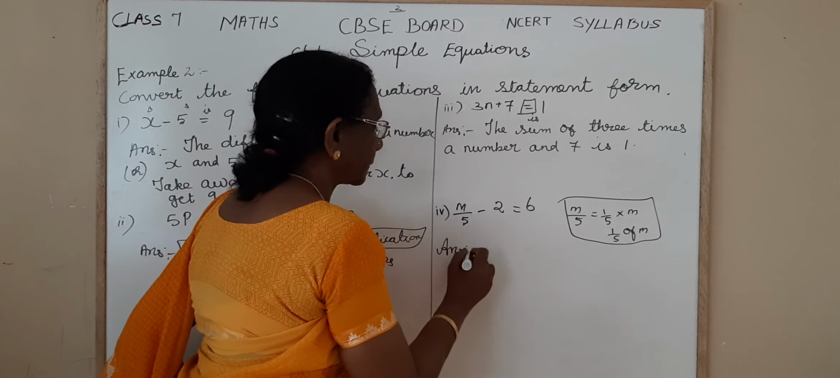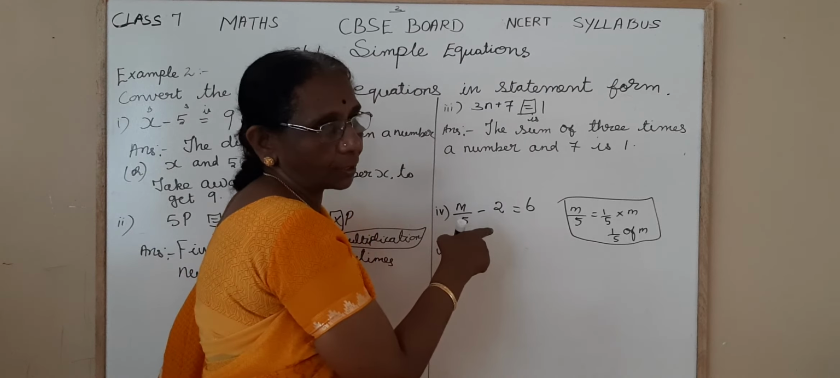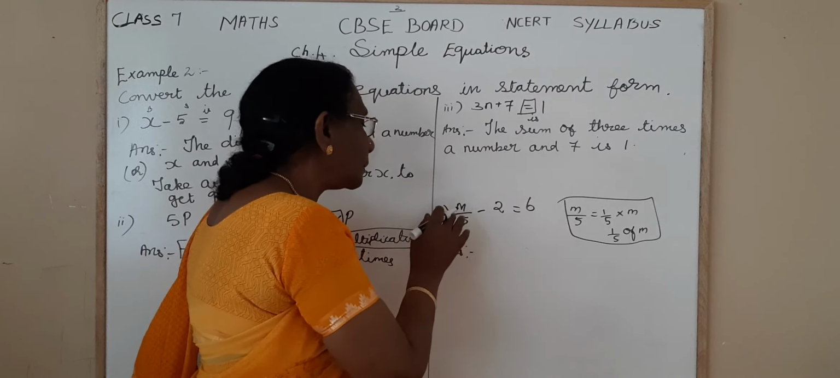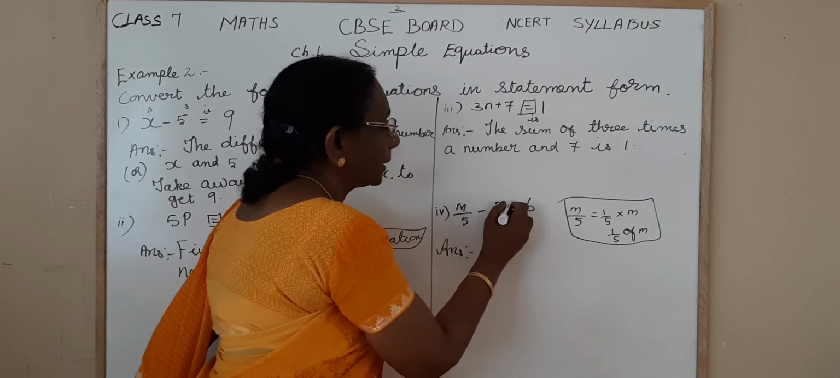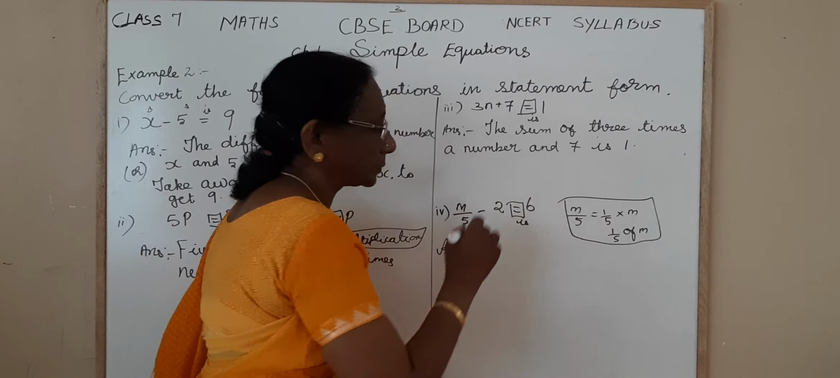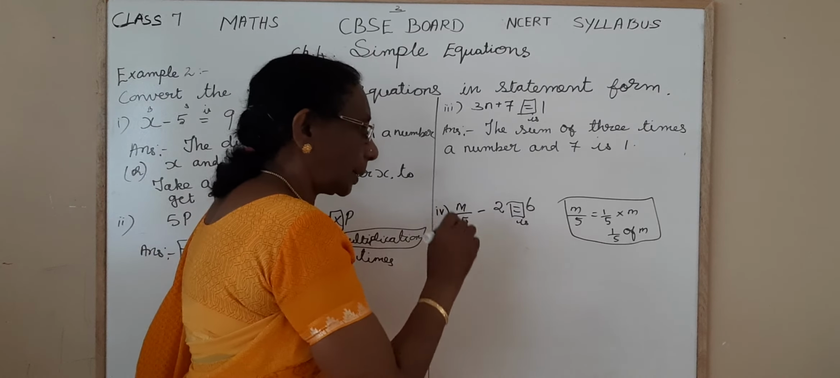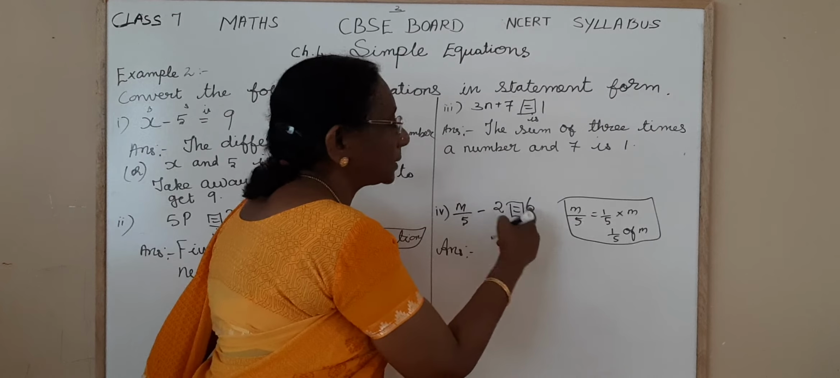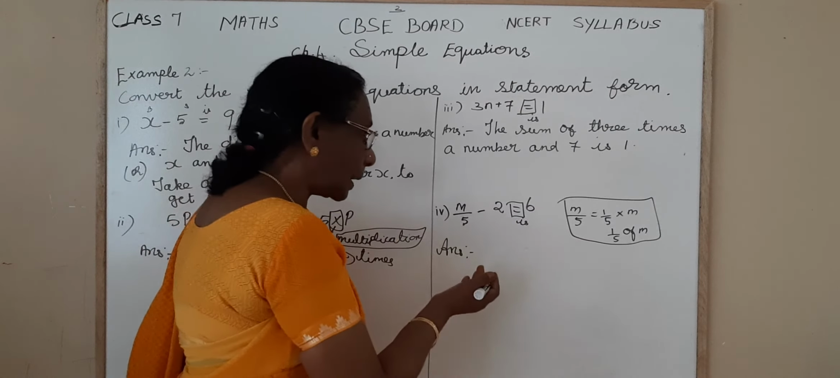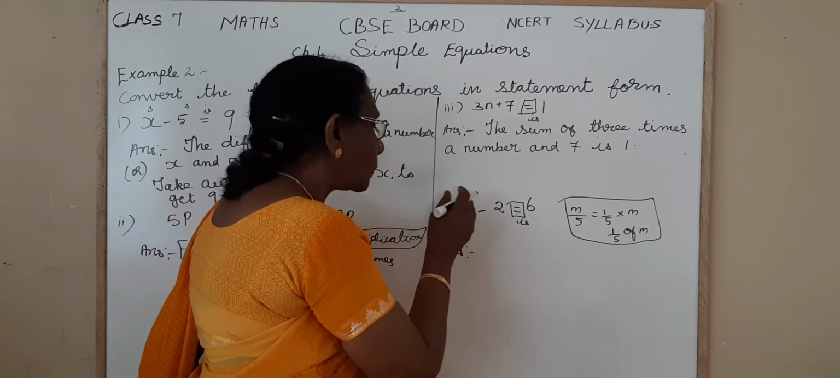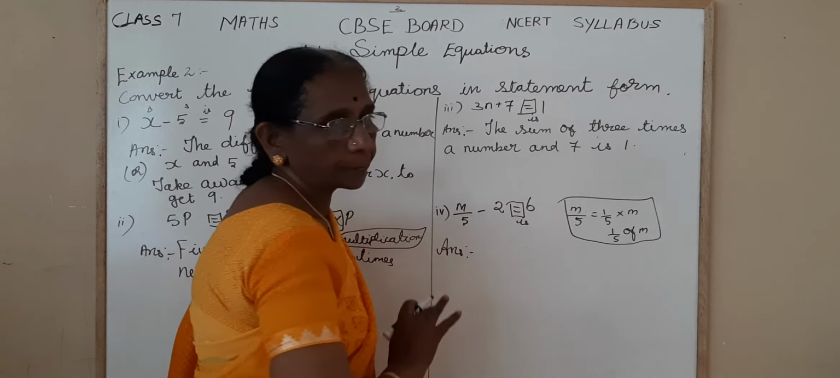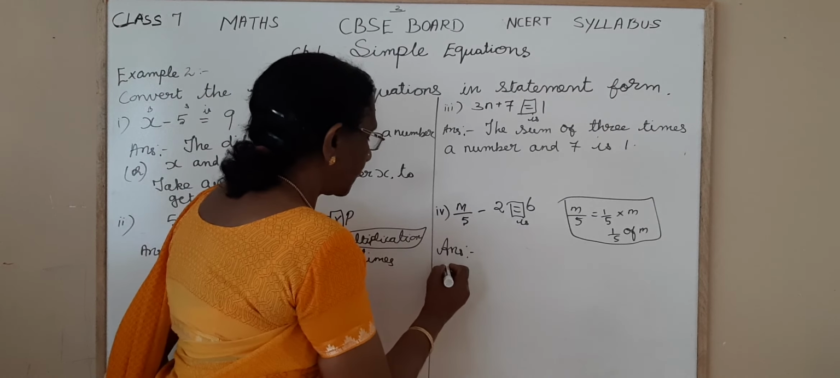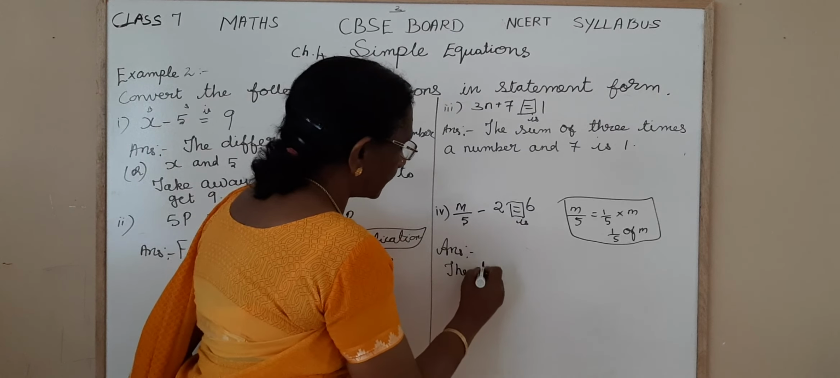What operation are you doing? Subtraction. So you can write in 3 ways. One is what? The difference between 1/5 of a number and 2 is 6. Equal means what? Is. In other words, take away 2 from 1/5 of a number to get 6. In other words, subtract 2 from 1/5 of a number to get 6. So these 3 sentences you can write. I think it will be easier for you.